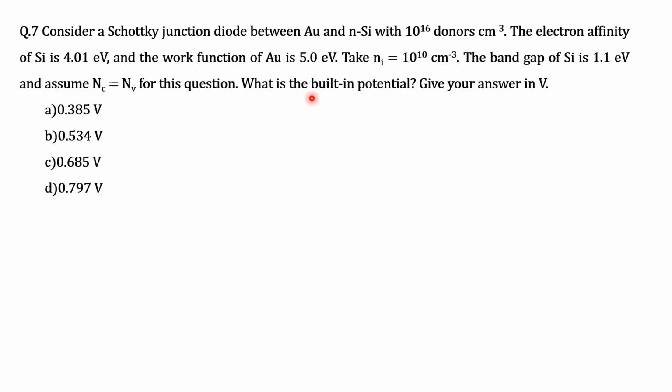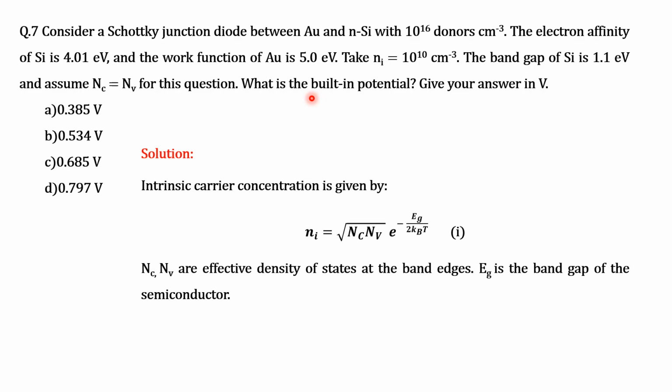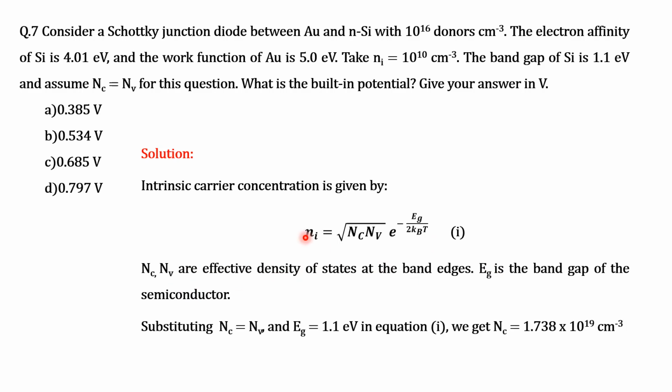So again, a short Schottky junction is formed. Electron affinity of silicon is given. Work function of Au is given. Ni is given to us for silicon. The band gap of silicon is given. And it is told that we have to assume that Nc is equal to Nv for this particular question. So intrinsic carrier concentration Ni is given by root of Nc Nv e power minus Eg by 2 times Kb into T. Nc and Nv are effective density of states, and Eg is the band gap of the semiconductor.